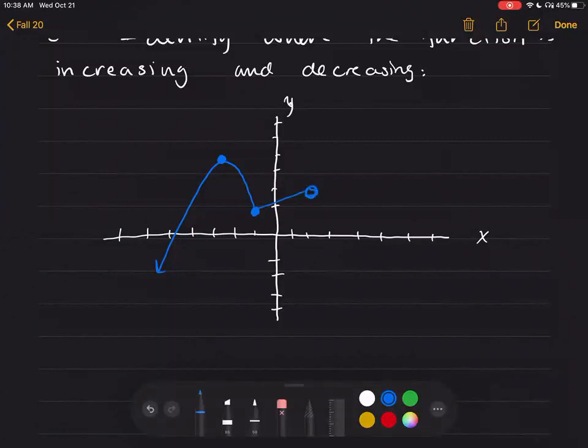Okay, so we want to know where this thing is increasing and where it is decreasing. Well, if we look from left to right at where it's going up and where it's going down, it looks like it is increasing here. And then it's also going up in this section right here. So this is also increasing. And then it's decreasing right here, because it's going down.